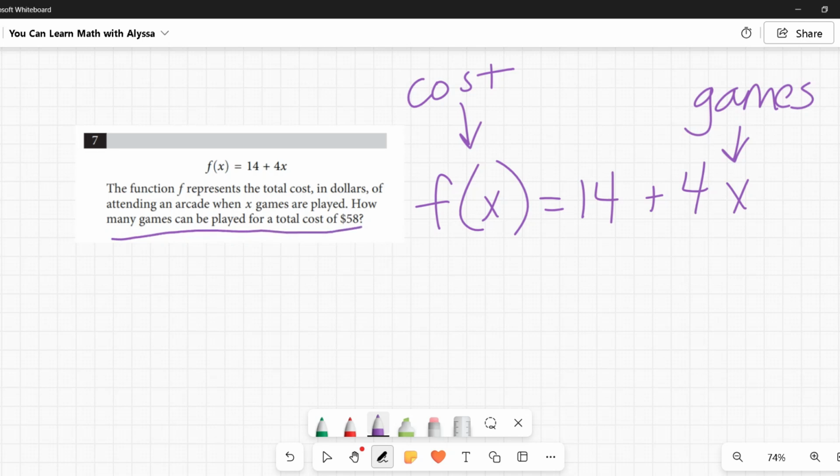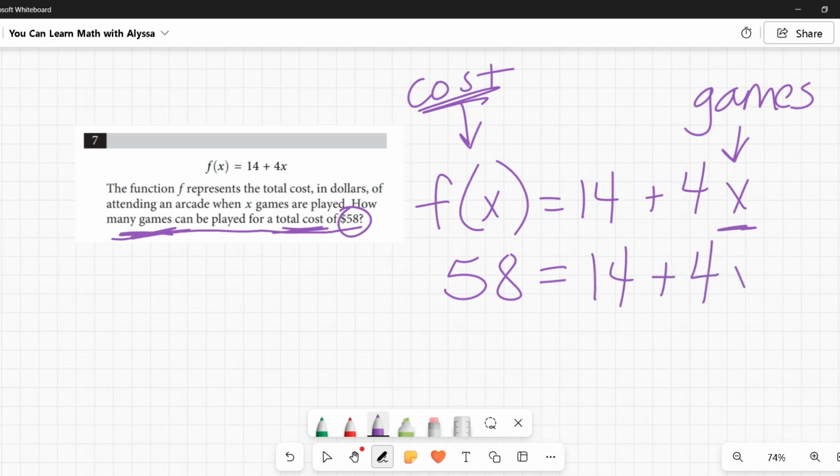Since they've said 58 is our total cost, then we need to put the 58 right here because this is cost. And we're solving for how many games. Games is x, so the x remains, and then we need to solve for x. So undoing what's been done to x, x has been multiplied by 4, and then 14 was added to get 58. So let's undo that in reverse. First, let's get rid of that 14. 14 is being added, so let's subtract it. That's the opposite. We need to do that to both sides to keep it even.